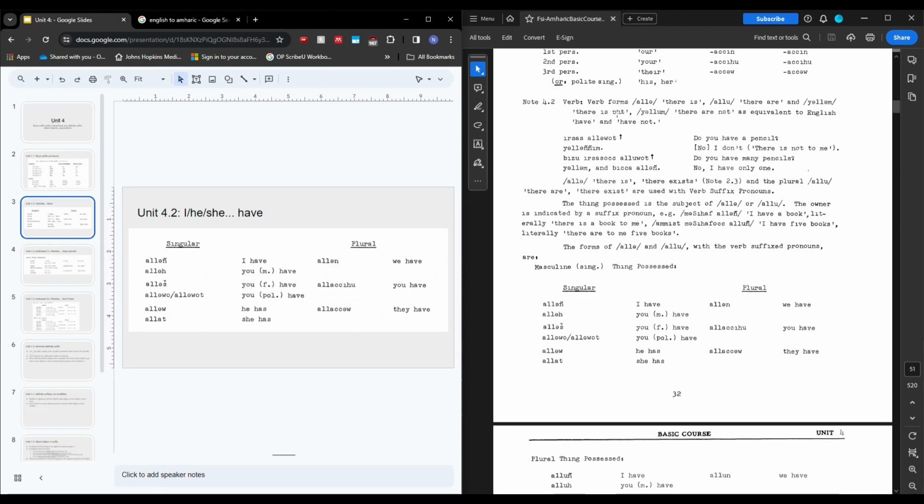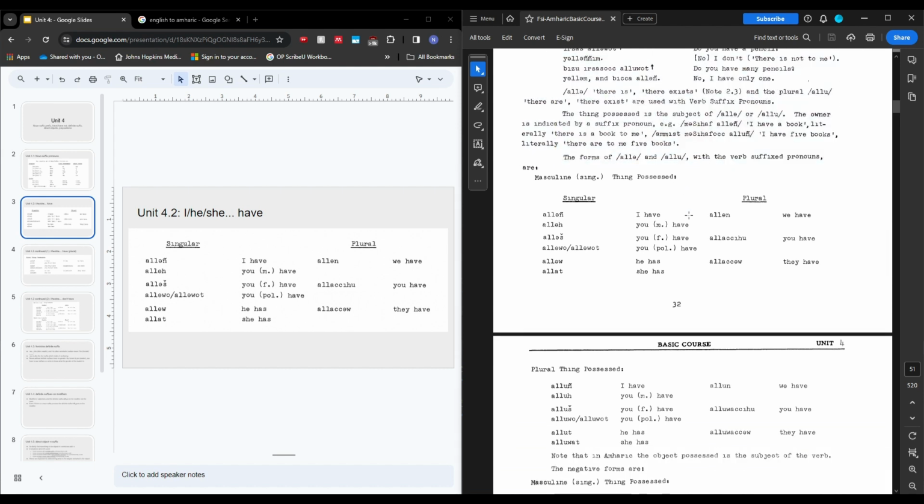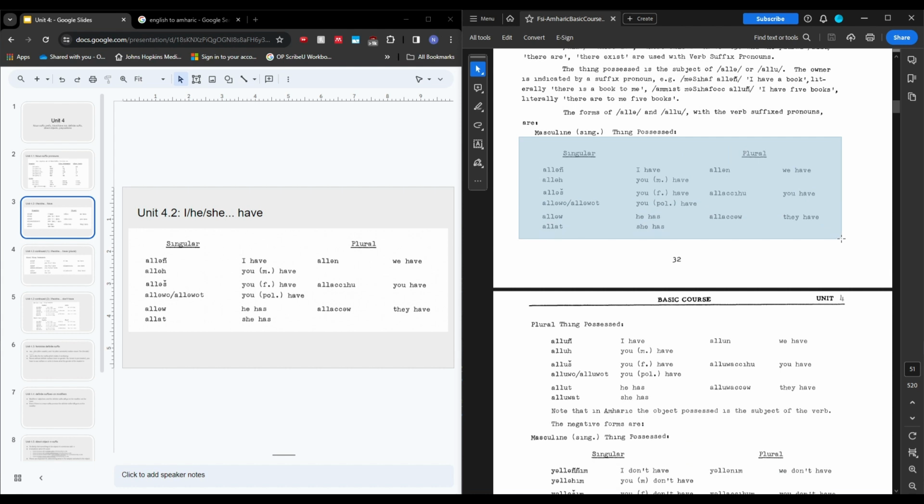So 4.2 talks about how to say have and have not. There's the word alle, and there is allu, which is the same sort of meaning as alle, but it's for plural things. So if you're talking about multiple of something, you would use allu. Yellum means that there is not something. It can also mean no. And then yellum is like allu, where you use it for plural situations. This is all trying to explain the logic behind how the words were developed, but I just think it's better to just memorize what the words are.